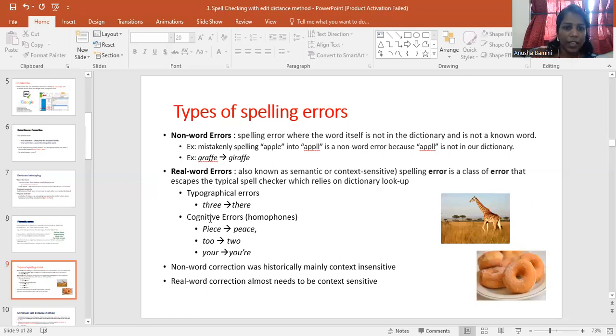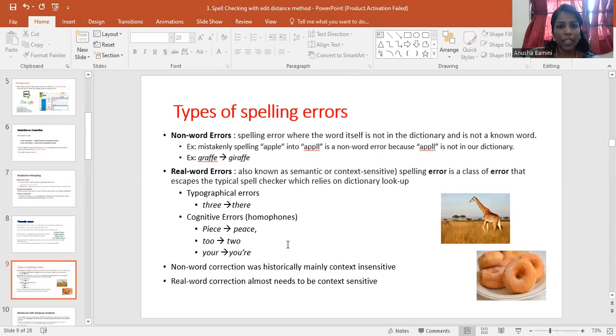Okay, see here, this is a typographical error, which means three, T-H-R-E-E, will be typed as there, because the E was typed before the R. Then cognitive error means while spelling, both sound similar, but the spelling is different. Piece instead of peace, I typed. Instead of too, I typed two. So these two are called non-word error as well as real word error.